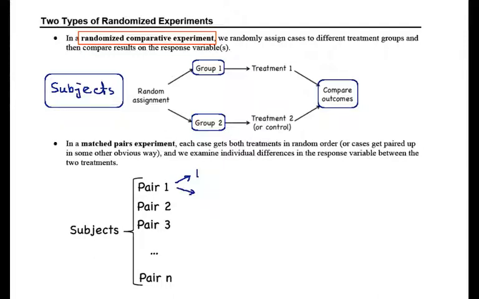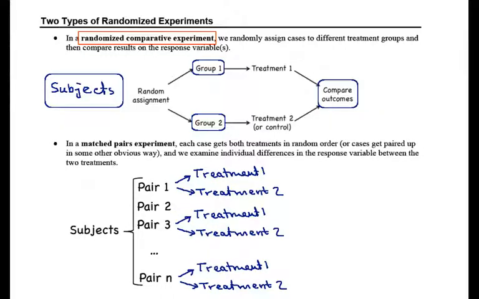So maybe within pair 1 we would get treatment 1 and treatment 2, and within pair 2 we would do the same thing. We don't have room here, so we'll go all the way down to pair 3 to illustrate with a dot dot dot here to indicate that that would be the same thing. And then we get this same treatment 1 and treatment 2 within each pair. So the randomization is what's done differently.